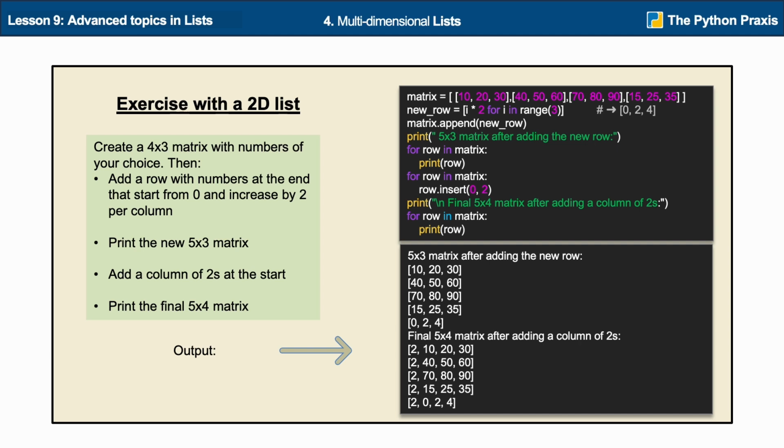In line 4, we print a friendly label so the output is easy to read. The loop in lines 5 to 6 prints each row on its own line. It helps us visually confirm the matrix is now 5 rows tall.